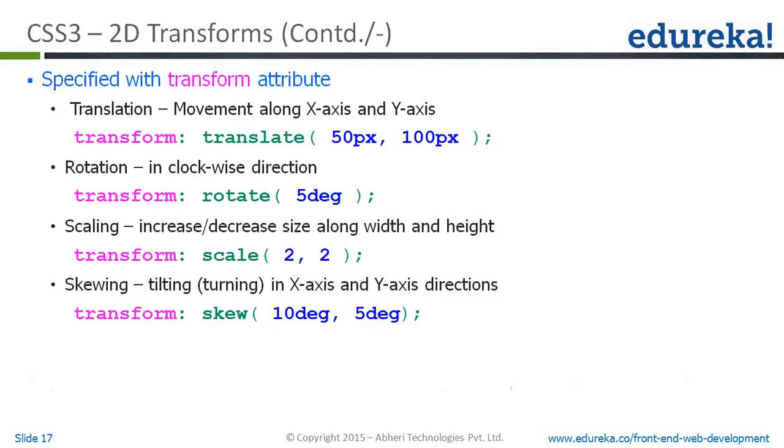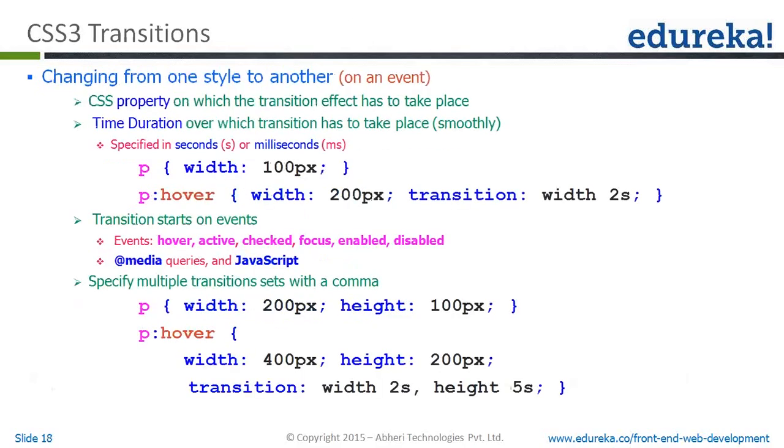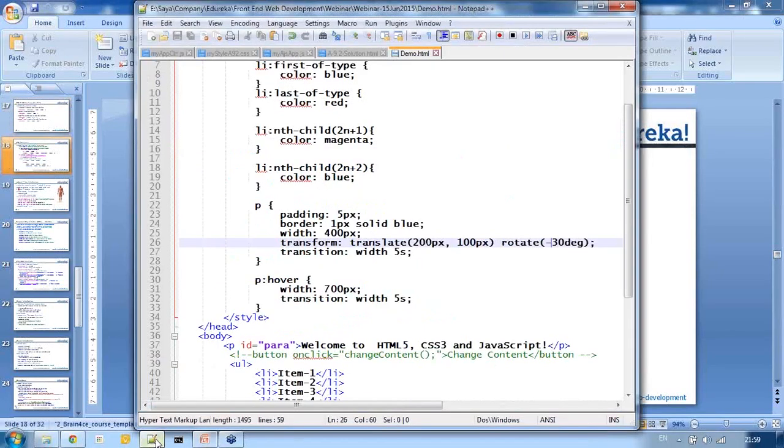Yeah, let's move on to the next slide. So CSS3 has another property called transition. Using transition, you can basically get animation on some properties of the element. In this slide, I have given the transition property. I would like to do the transition on the width property. So let me show the demo.